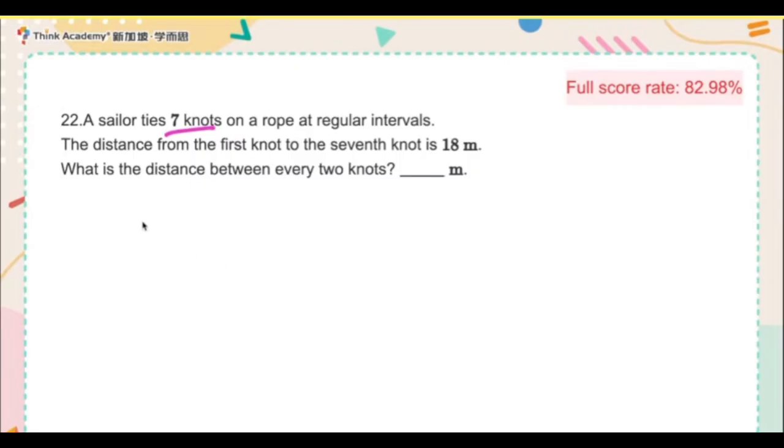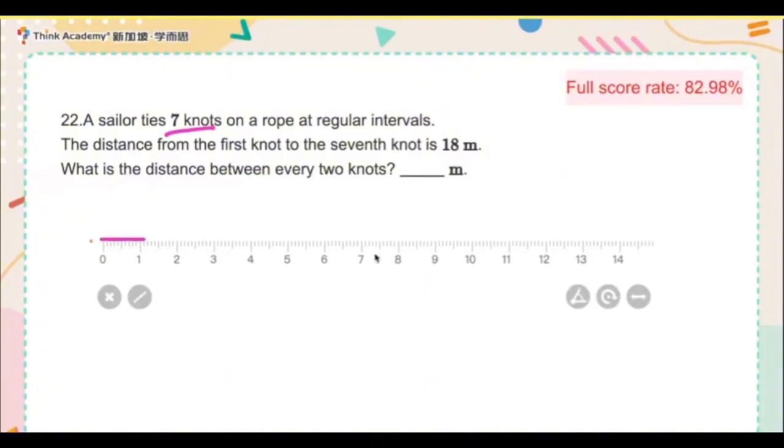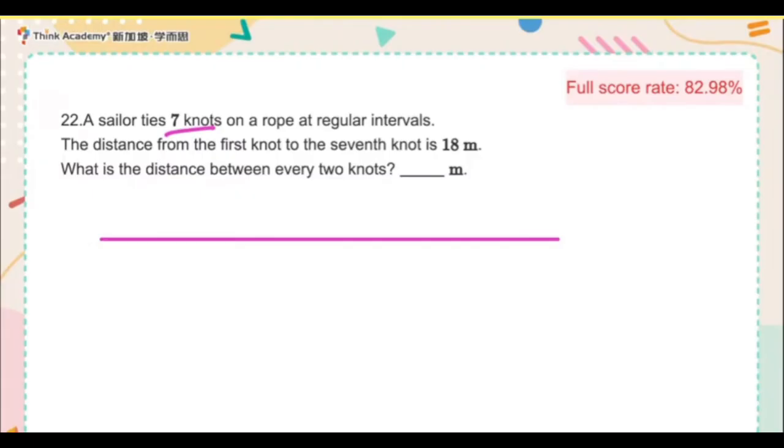You see, a sailor ties 7 knots on a rope at regular intervals. So let me draw a big rope first. Yeah, this is the rope, and then we got 7 knots. 1, 2, 3, 4, 5, 6, 7. 7 knots. The distance from the first knot to the 7th knot is 18 meters. So this is the first knot. This is the 7th knot. It is 18 meters. So what is the distance between every two knots?